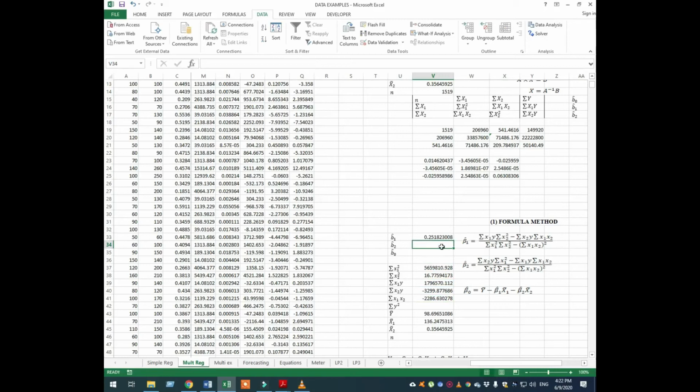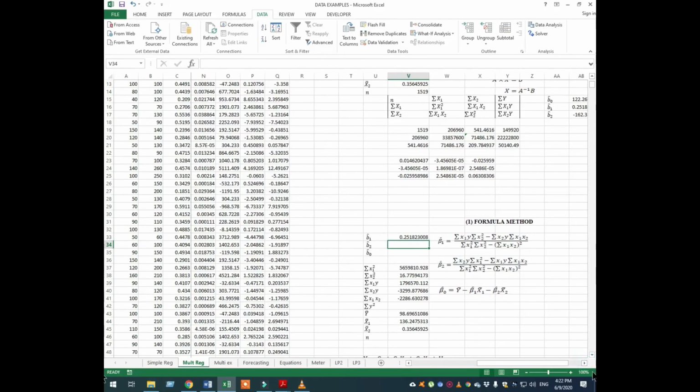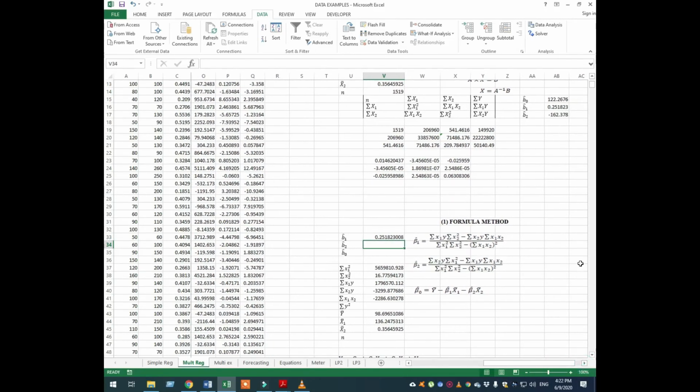So you can see that B1 is calculated as 0.25182, which is as calculated earlier. You can see B1 calculated from the matrices method is the same as B1 estimated from the formula method.